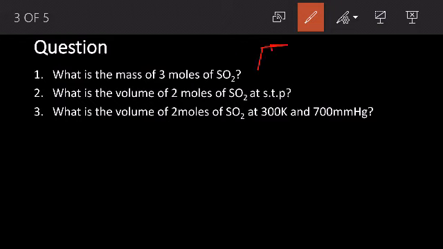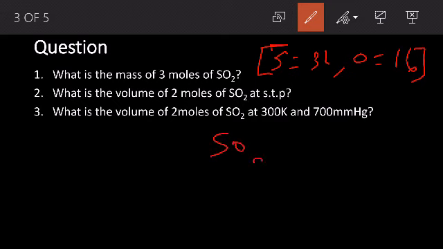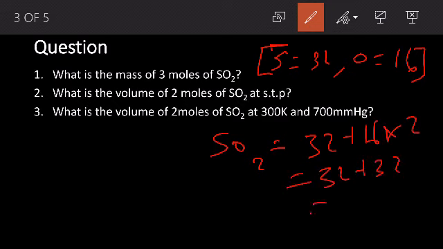Now remember, you should know that the atomic mass of sulfur is 32 and the atomic mass of oxygen is 16. Okay, so that means the molar mass of SO2 is going to give us 32 plus 16 times 2, which is 32 plus 32, which is equal to 64. Okay, so that's 64 grams per mole.